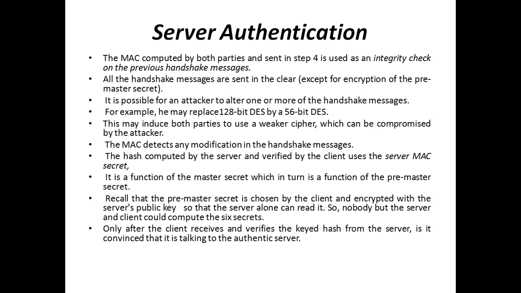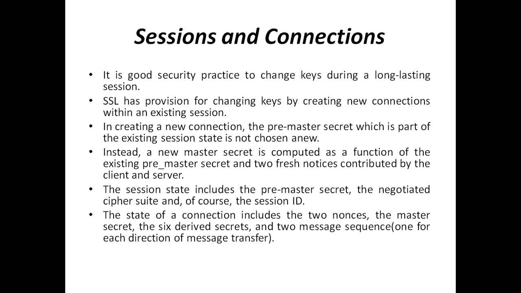The hash computed by the server and verified by the client uses the server MAC secret. It is a function of the master secret, which in turn is a function of the pre-master secret. Recall that the pre-master secret is chosen by the client and encrypted with the server's public key so that the server alone can read it. So nobody but the server and the client could compute the 6 secrets, which we did in step 3. Only after the client receives and verifies the keyed hash from the server is it convinced that it is talking to the authentic server.